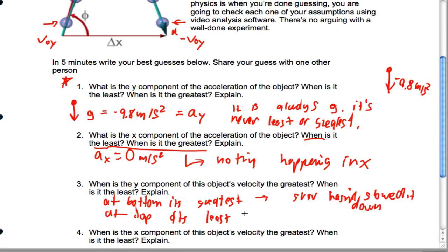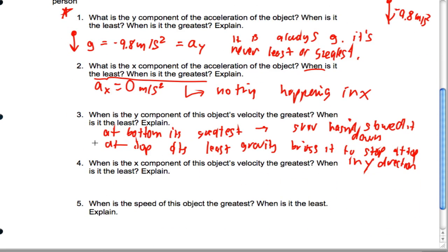And here it's the least because gravity brings it to a stop at the top in the y direction. It's still moving in the x, but in the y direction this actually comes to a stop. So actually Vy at the top equals 0. V naught y at the bottom is going to be V naught sine, if you look at this picture, V naught sine phi. I'm giving you a little extra information here.